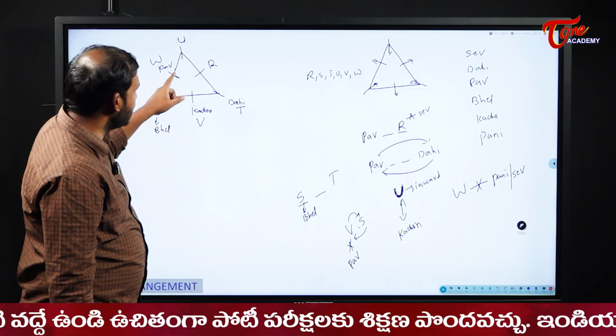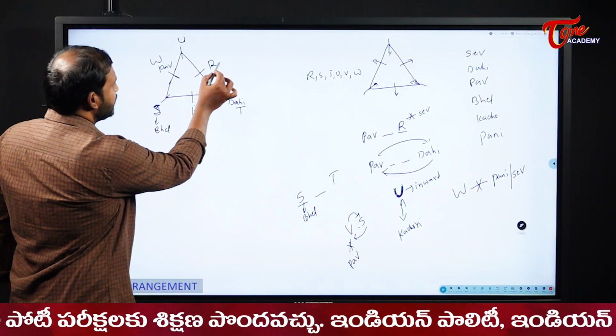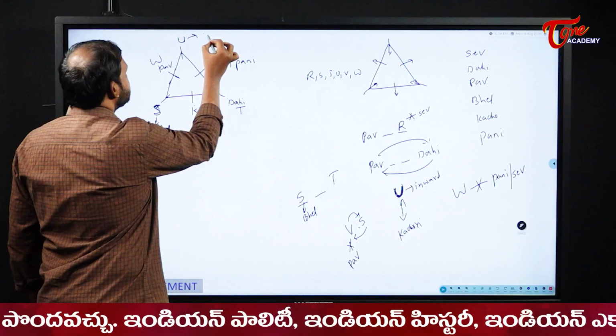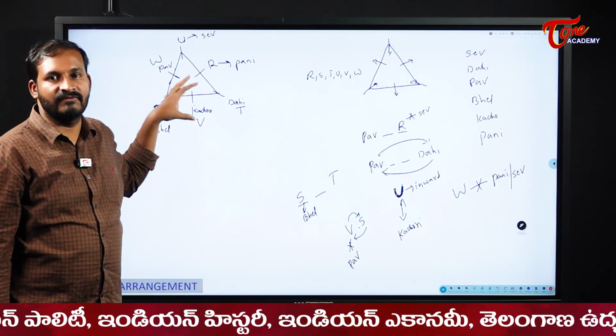Between Pav and Dahi, I should have two people. Okay, that is also fine. R doesn't like Sev Puri, which means R will like what? Pani Puri. And U will like what? Sev Puri for us. So this is the final arrangement for us here.